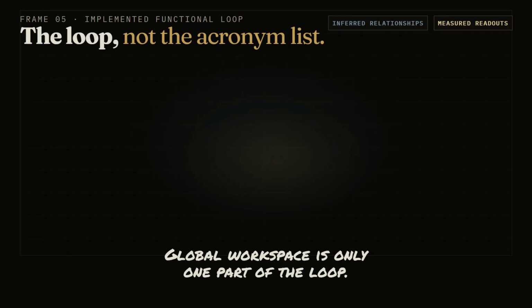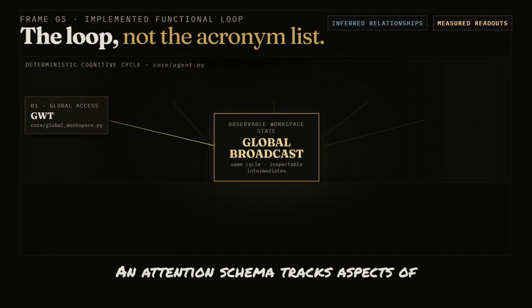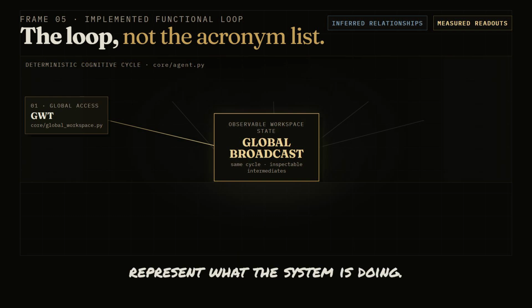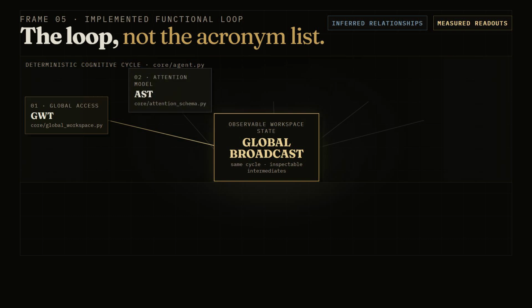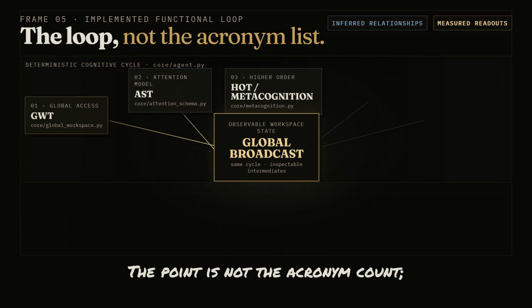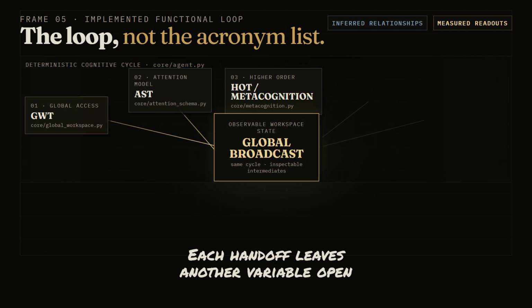Global Workspace is only one part of the loop. Specialist coalitions compete for access, and attention schema tracks aspects of that selection. Higher-order and metacognitive state can represent what the system is doing. Active inference machinery connects beliefs, expected outcomes, and action. The point is not the acronym count. It is the interaction between inspectable states. Each handoff leaves another variable open to inspection.